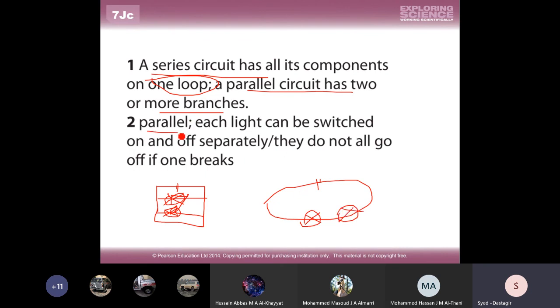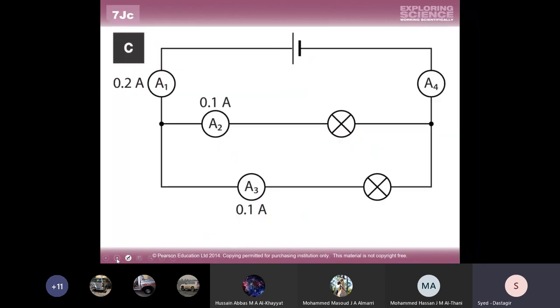Now, in a house, yes, you're correct, parallel. Why? Because each light can be switched on and off separately, and they do not all go off if one breaks. Very good, Hussein. Right, guys, so can I ask, let's see, Ahmed. Is Ahmed there? Ahmed Khalifa. Yes, mister. What type of circuit is this? This is a parallel circuit. Parallel, thank you.